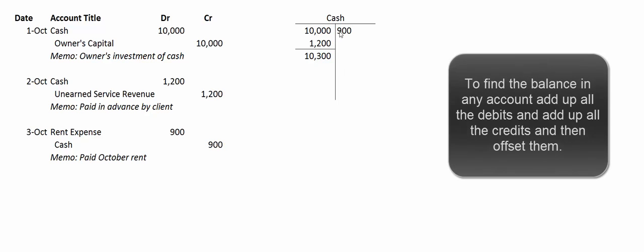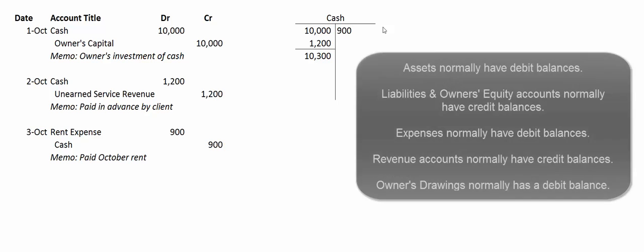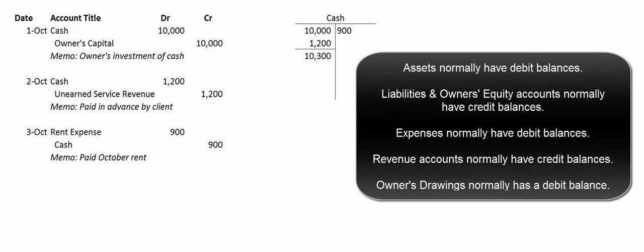we'd add up all the debits, subtract all the credits, and we'd come up with a balance of $10,300. Since it's a debit balance, we'd write it on the left-hand side. And to show that we struck a balance, we draw a line here. Of course, if this were the T account for unearned service revenue, it would have a credit balance over here. If this were the T account for owner's capital, it'd have a credit balance over here.